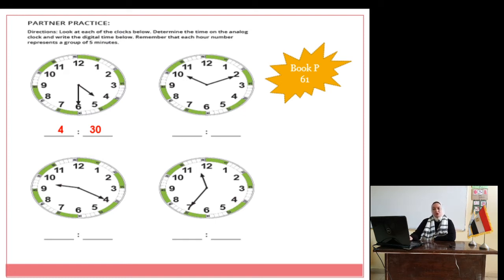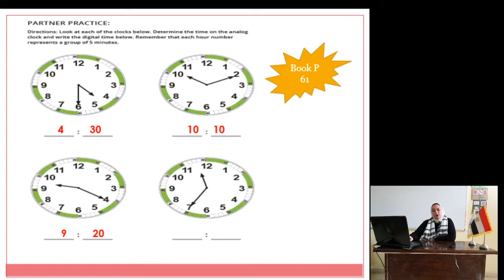In the next picture, the long arm is in the past, it's on 2 and the short arm is on 10. So we are going to write the hours first. It will be 10 and the minutes, 2 times 5 equals 10, so the time is 10:10. The third picture, the long arm is on 4 and the short is on 9. So we are going to write the hours 9 and the long arm make the number times 5.